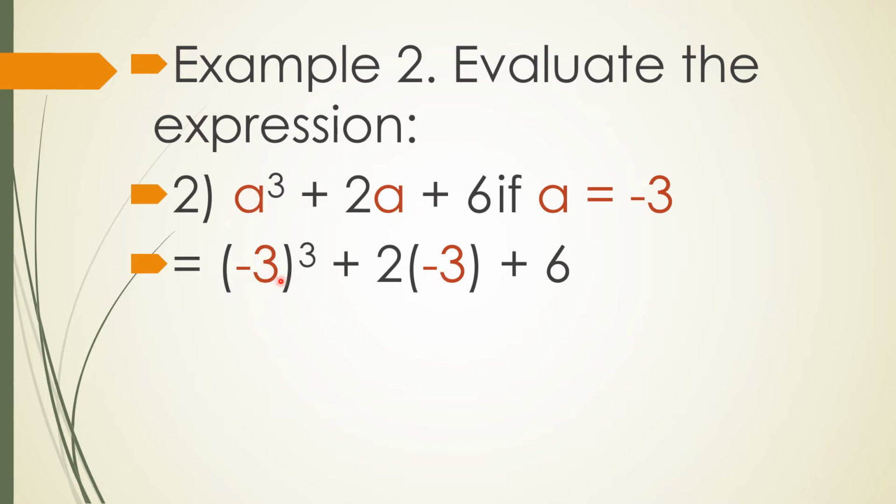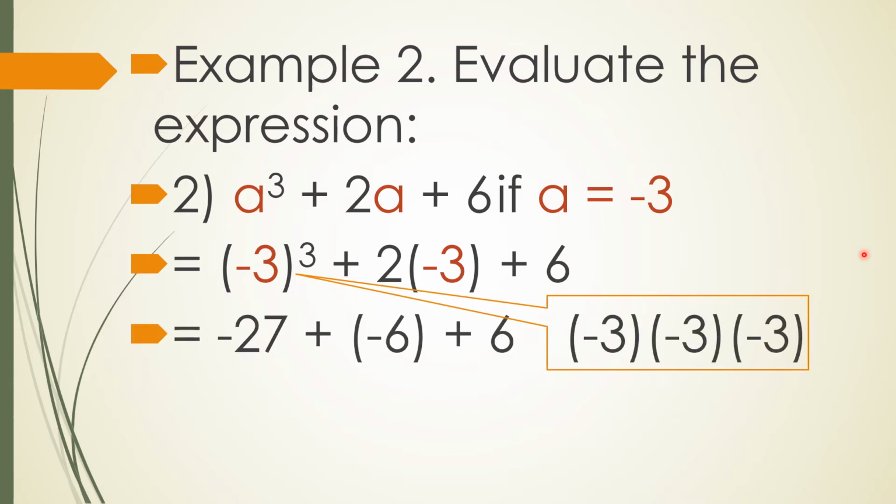So, -3 cube plus 2 times -3 plus 6. And then, perform the operation. Siyempre, sundin natin yung PEMDAS. Uunahin natin si exponent. At pwede rin natin isabay dahil nakapagod naman si multiplication, pwede na natin isabay. So -3 cube means -3 times -3 times -3. Ibig sabihin, tatlong beses dahil 3 ang exponent, tatlong beses natin i-multiply si -3 sa kanyang sarili.